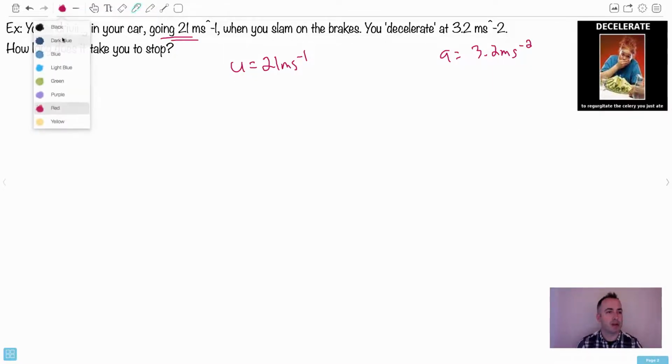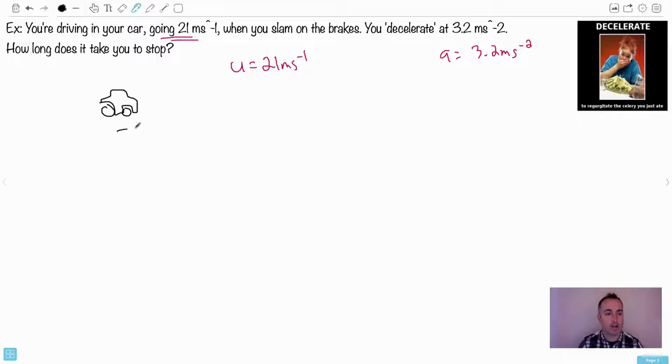Let's just maybe assume that. So we'll draw our little situation here. So here's your car. I'm a really lousy artist, as you can see. So your car is initially going with some speed, 21 meters per second. And what happens, of course, at some point, you're going to be stopped, won't you? So at some point, oh God, my drawing got even worse. My speed is 0.